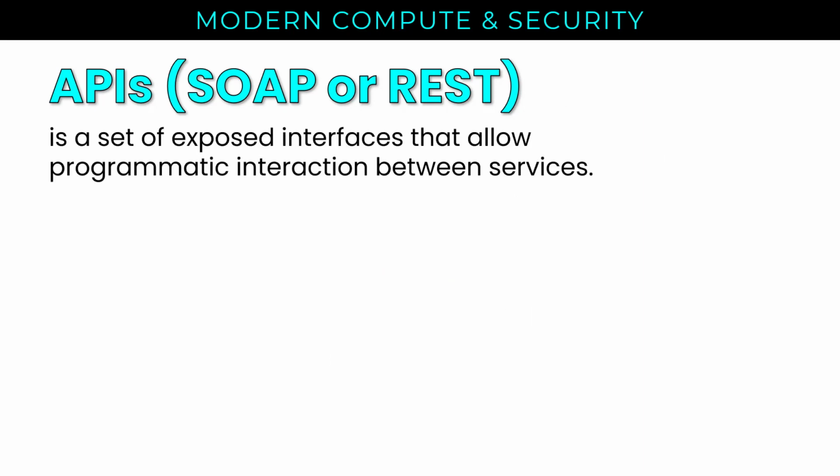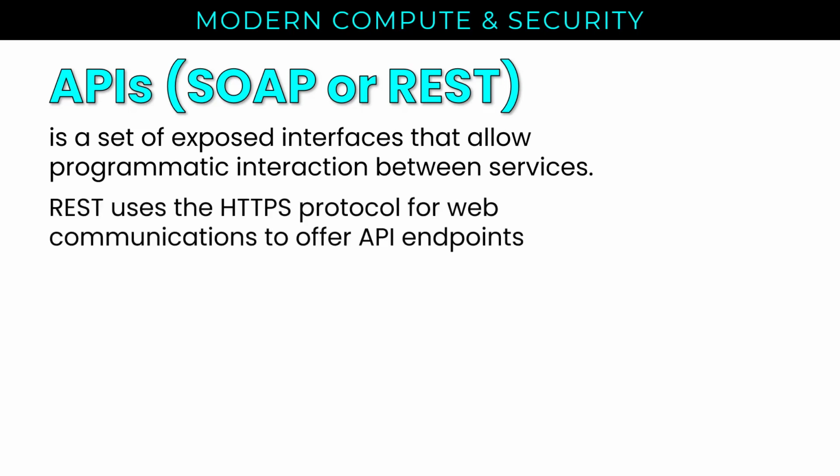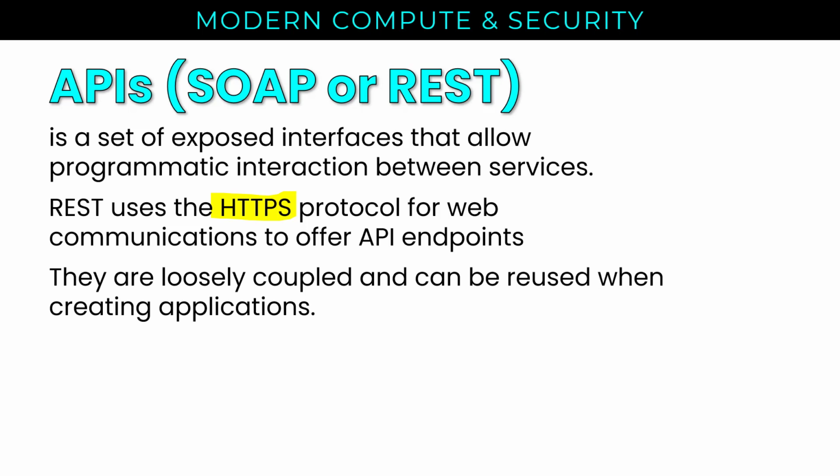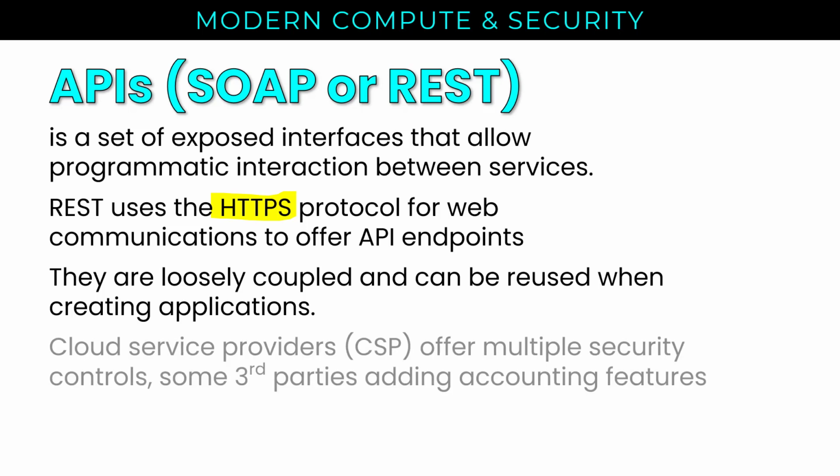So we mentioned APIs earlier. This is a set of exposed interfaces that allow programmatic interaction between services. REST, the most common standard today, uses HTTPS to secure communications. But APIs are loosely coupled and can be reused when creating applications. And in fact, that was a standard set by Amazon pretty early in their existence. When one business unit created a service, they would have to make it available to other business units as an API so they could consume whatever was developed as a service.